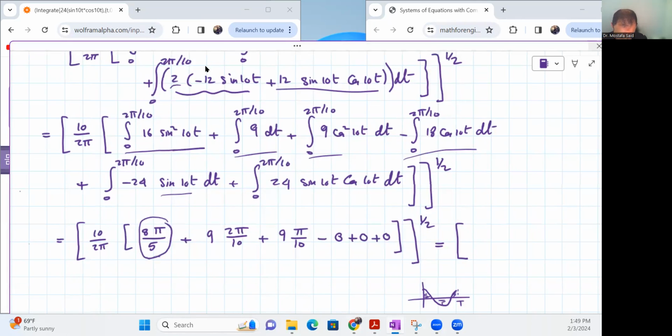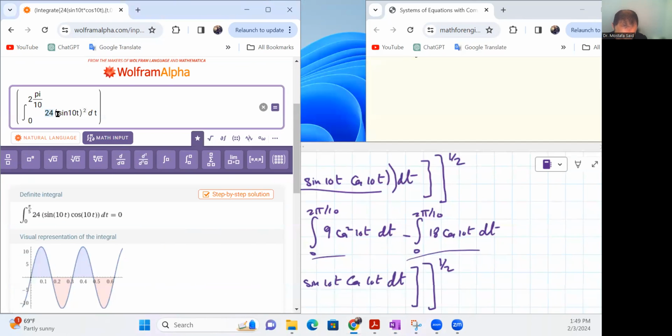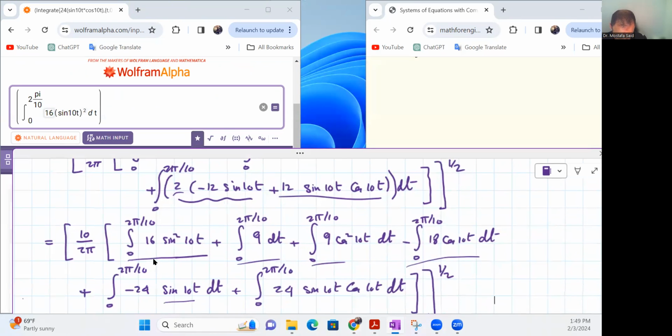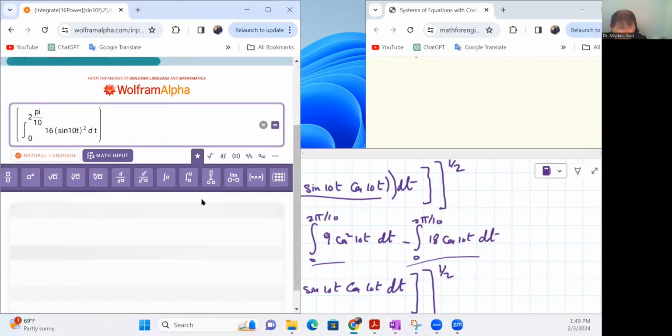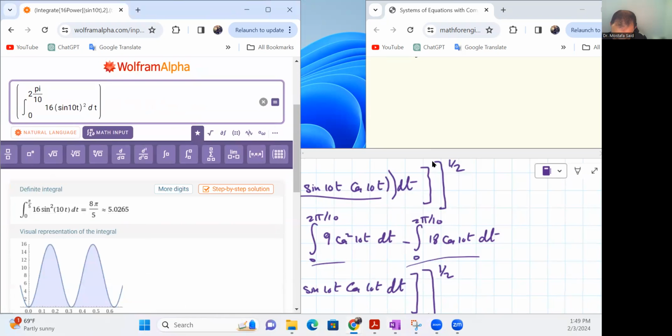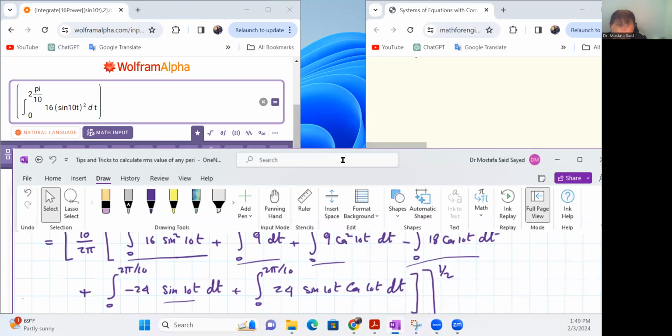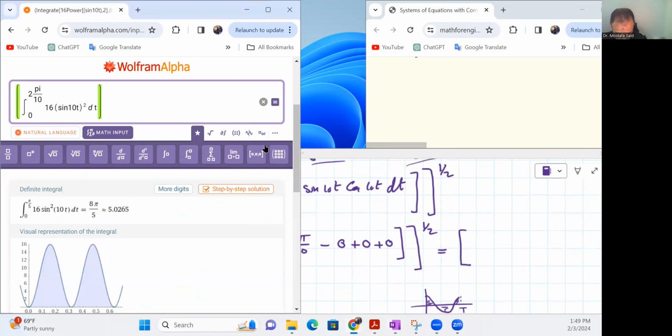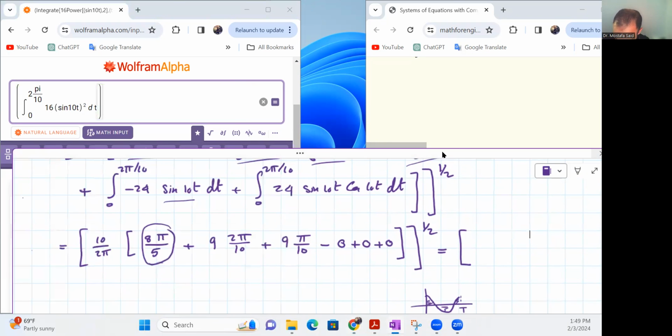So I believe that's correct this time. So 16. Oh, it's not 24, it's 16. 16 sine squared 10t, 2 pi over 10. Okay, let's see, 2 pi over 5, 8 pi over 5. Let's see if yes, 8 pi over 5. So we did it correctly the first time.